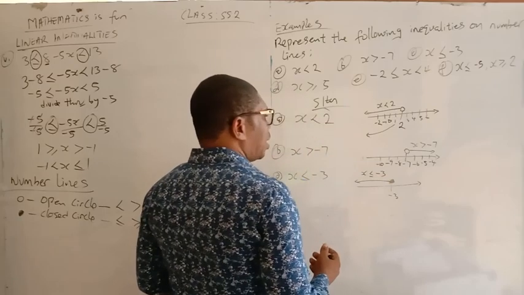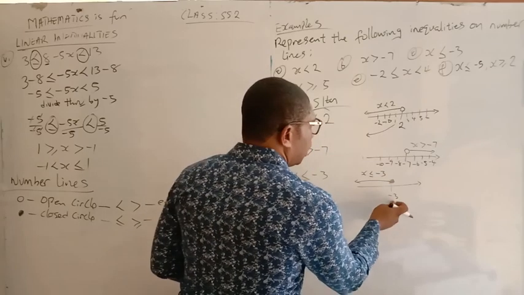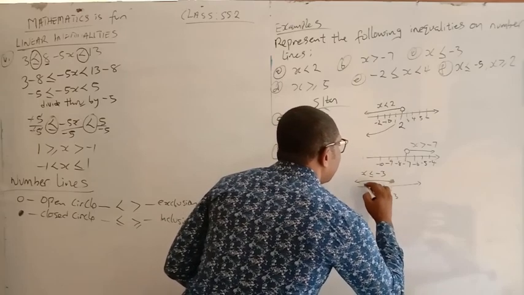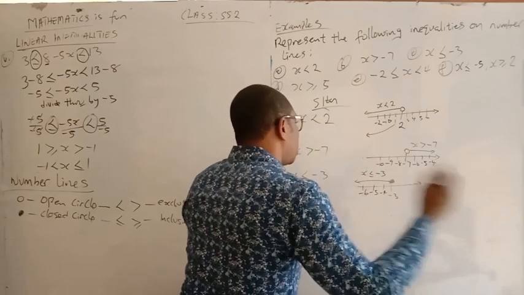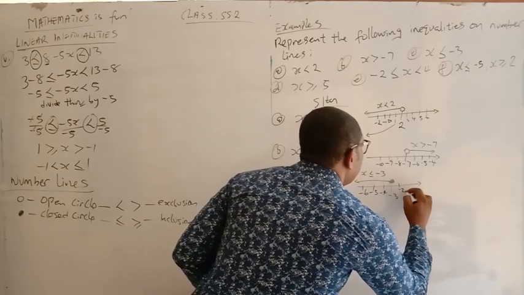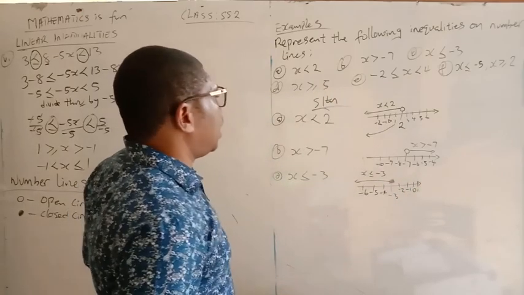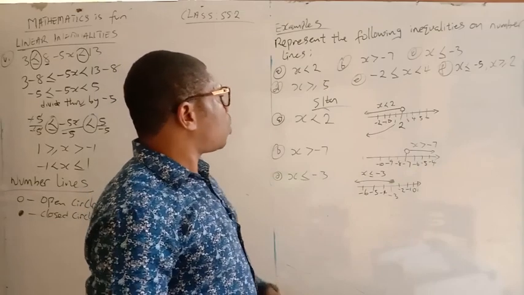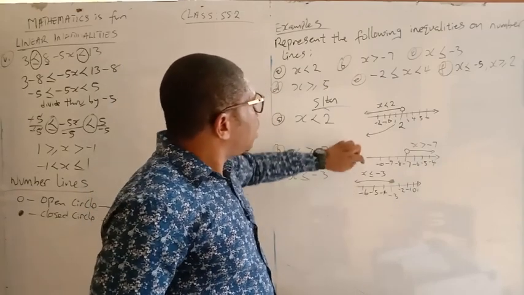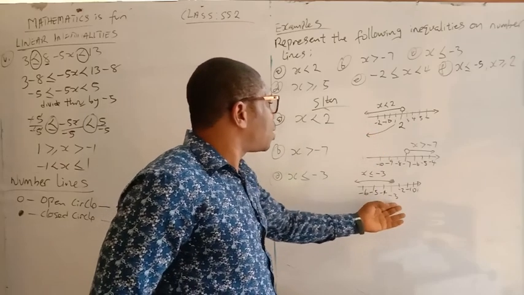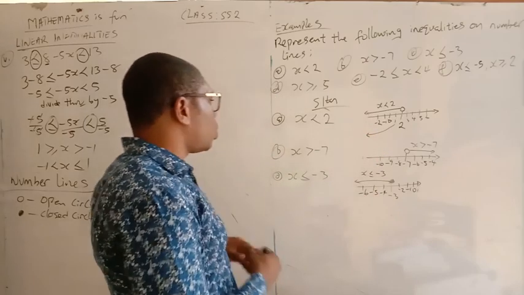And the numbers in question include negative 3. So you have negative 4, negative 5, negative 6, and so on. But not negative 2, negative 1, 0, 1, 2, and so on. So if I am asked to write out the set x less than or equal to minus 3, we have minus 3, minus 4, minus 5, minus 6, and so on.